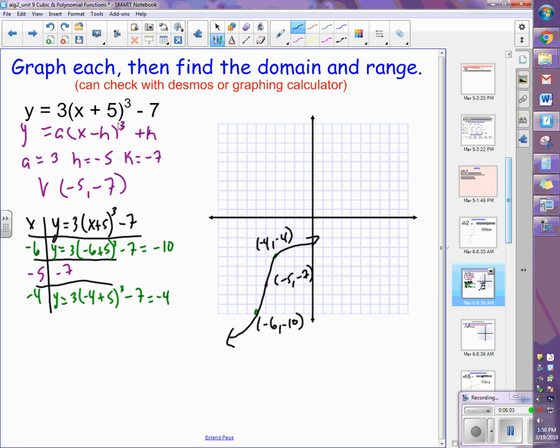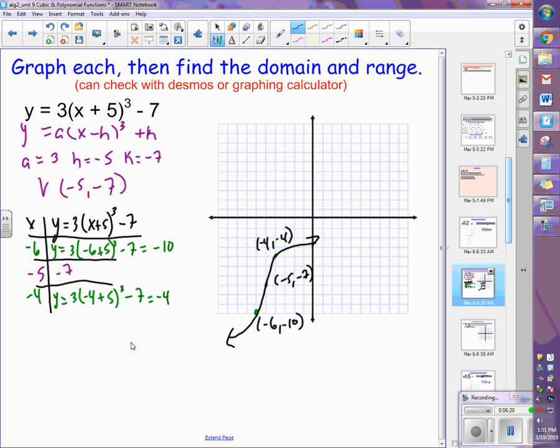So again, I identified my h and my k so that I can find my vertex. Put it in the middle of your table. Find one x value larger, one x value smaller. I would always use just one more. Keep it simple, please. Trust me. And then plot those 3 points and make it the best S curve you can.